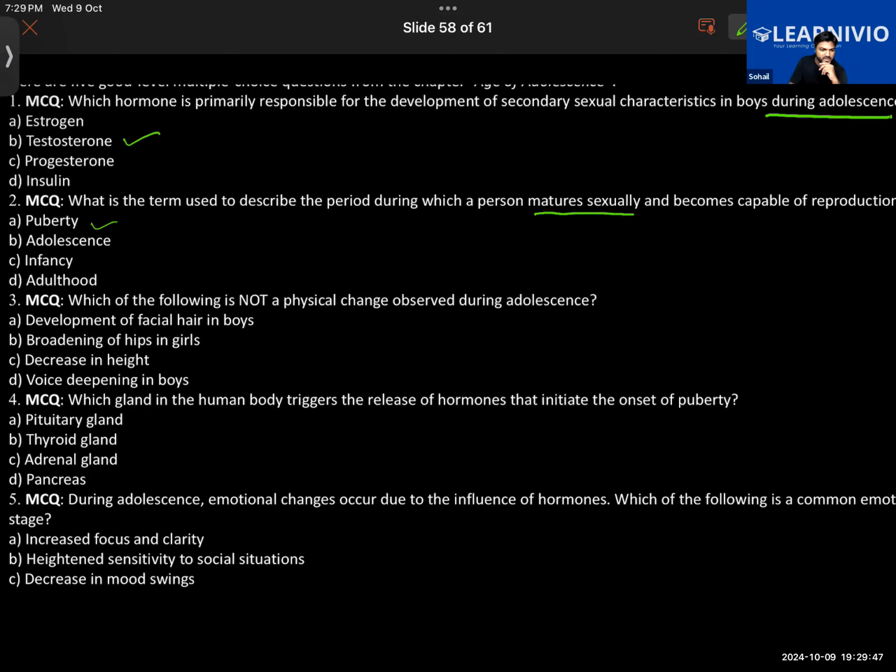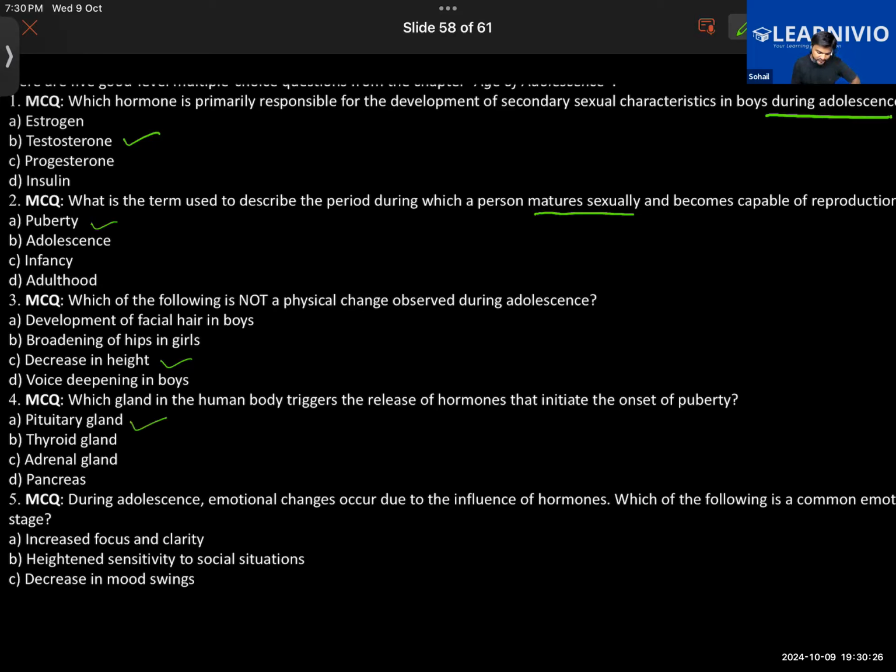And Khadija, for the last one, you have answered. Yeah, that is correct. Good. For the third one, you have answered. Okay, so for the third one, which of the following is not a physical change? Obviously, it is decrease in the height, as all of you have answered it correctly, by the way. For the fourth one, Chakrika, you have answered. Good. Okay, so that is pituitary gland.